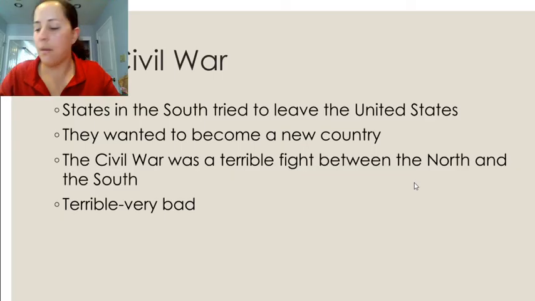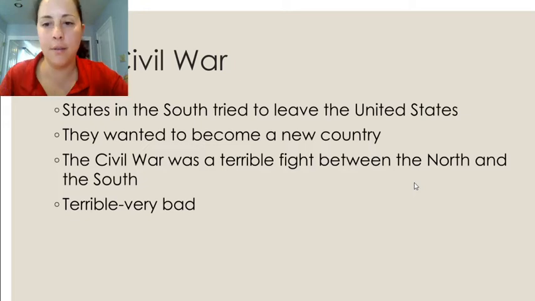Okay. Page 74. States in the South tried to leave the United States. They wanted to become a new country.